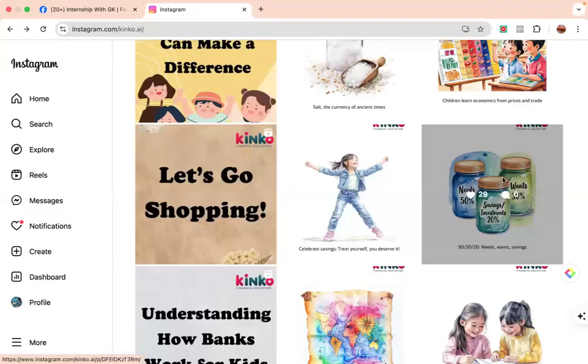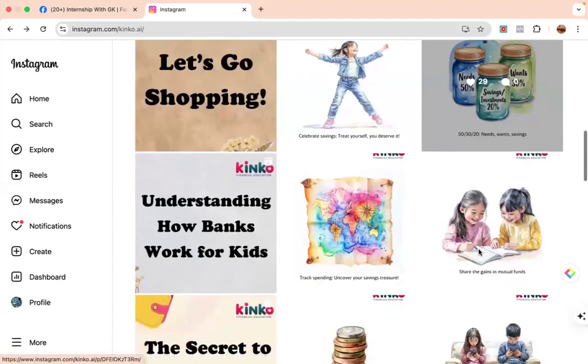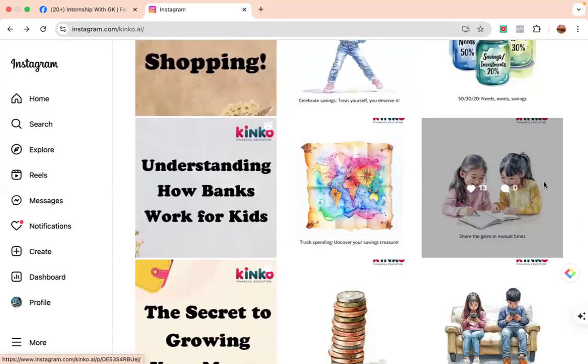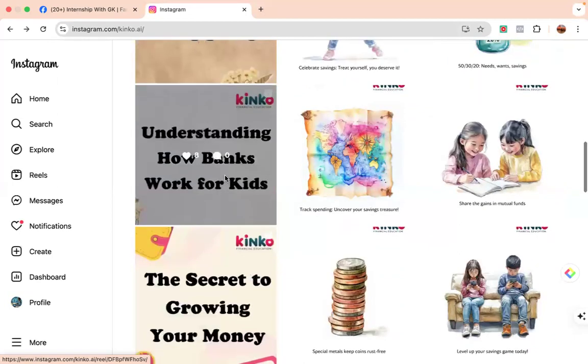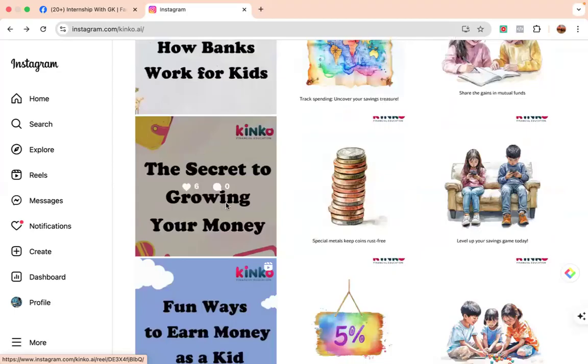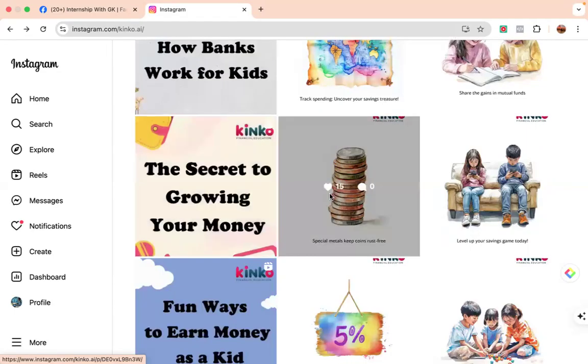Some of these are, again, informational, or I would say educational. So the needs, the wants and the savings, how should they be split? 50:30:20. That's how the split should happen. Again, some kind of educational, share the gains in mutual fund, and also inspirational. Understanding how banks work for kids, educational. The secret to growing money, motivational. Special metals keep coins rust free.